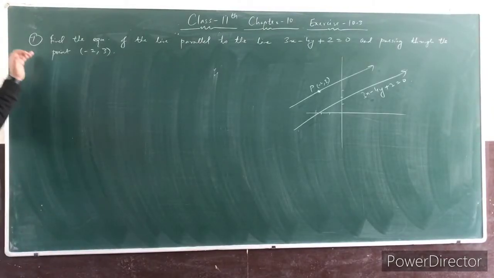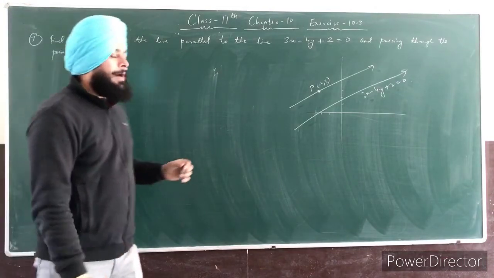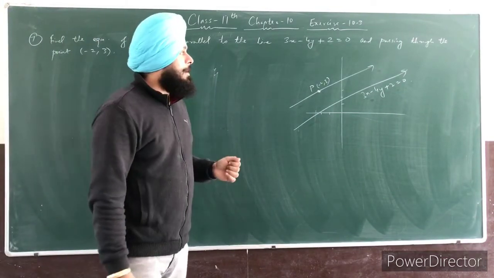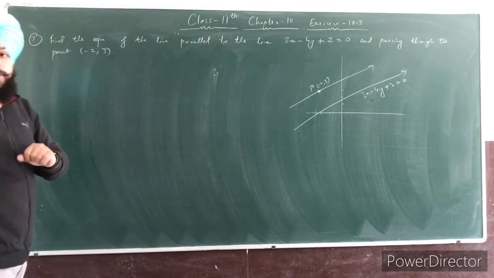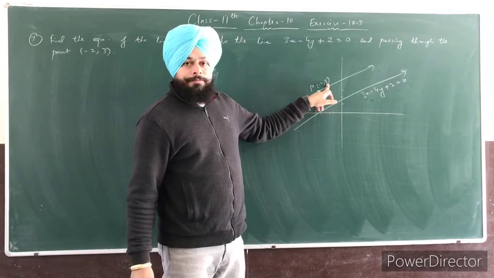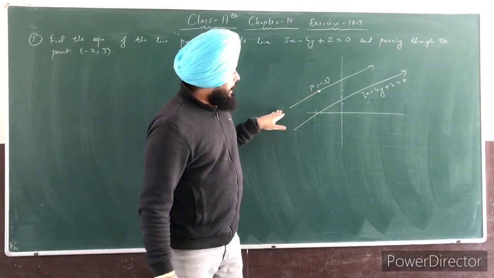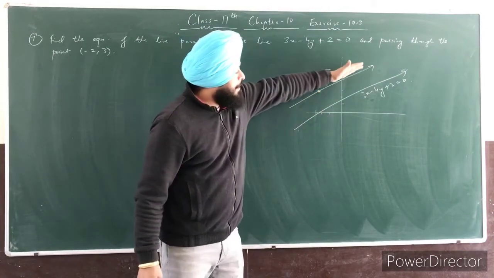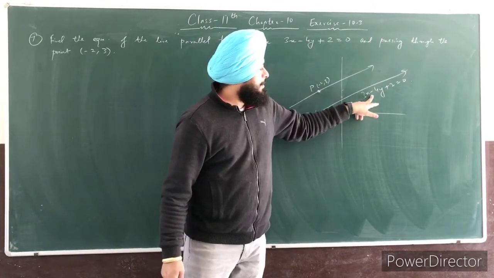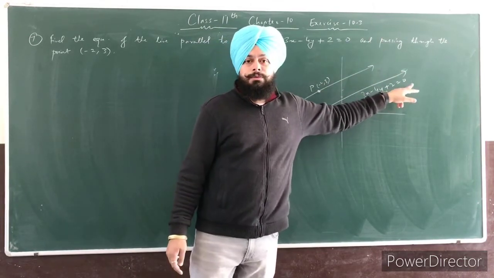Next, this is your question number 7. Find the equation of the line parallel to the line 3x plus 4y plus 2 is equal to 0 and passing through the point minus 2, 3. Suppose that this is the point minus 2, 3. The line is passing through this point and it is parallel to another line whose equation is given, 3x minus 4y plus 2 is equal to 0.